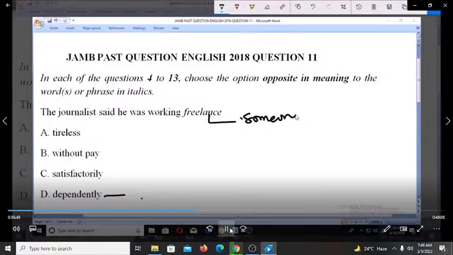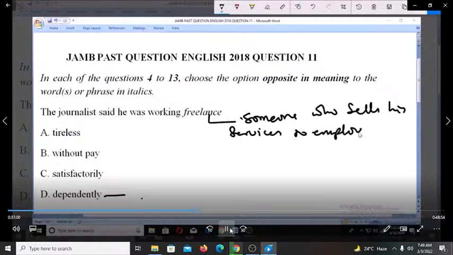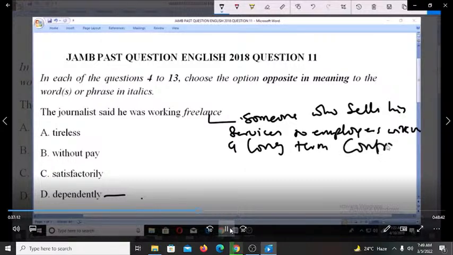Someone who sells his services to employers without a long-term contract. So that's the meaning of freelance. You can be a freelance web developer or a freelance writer or something, but you're not engaged in a long-term contract with a company.